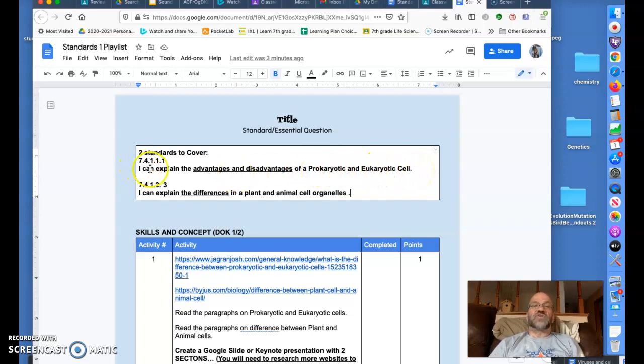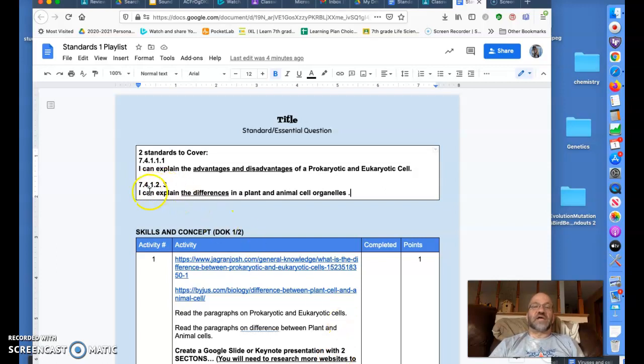So what I want you to do is make a Google slideshow or keynote and explain the advantages and disadvantages of a prokaryotic and eukaryotic cell. So prokaryotic are very simple cells for certain organisms which you are going to research, and eukaryotic are the more advanced complex cells like the ones we have, and I have the different questions and things you should include.